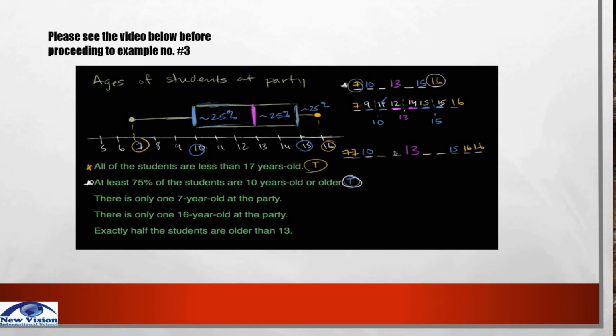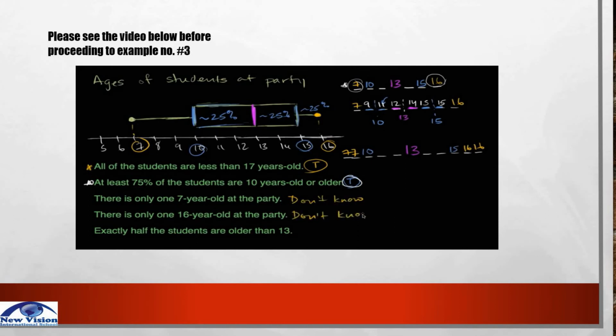This could be 10, 11, 12, 13. This could be 13, 14, 15. This one also could be 13, 14, 15. But the basic idea here is, I can have a data set where I have multiple 7s and multiple 16s, or I could have a data set where I only have one 7 or only one 16. So both of these statements, we just plain don't know.